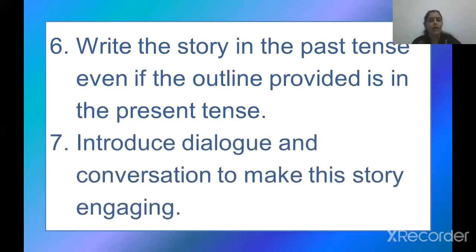Introduce dialogue and conversation to make the story engaging. In between, while writing the story, you can introduce dialogue or conversation to make the story more engaging. That means you can introduce dialogues of any of the characters in the story so that the story becomes more interesting and more engaging.